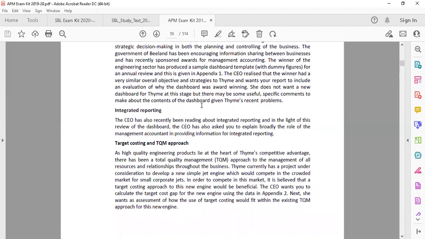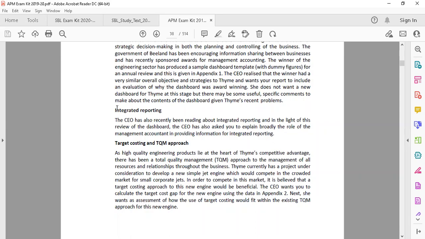The second aspect is about integrated reporting. Last time we discussed integrated reporting. So we know that the CEO has also recently been reading about integrated reporting, and in the light of this review of the dashboard, the CEO has also asked you to explain broadly the role of the management accountant in providing information for integrated reporting. So we need to talk about what integrated reporting is.